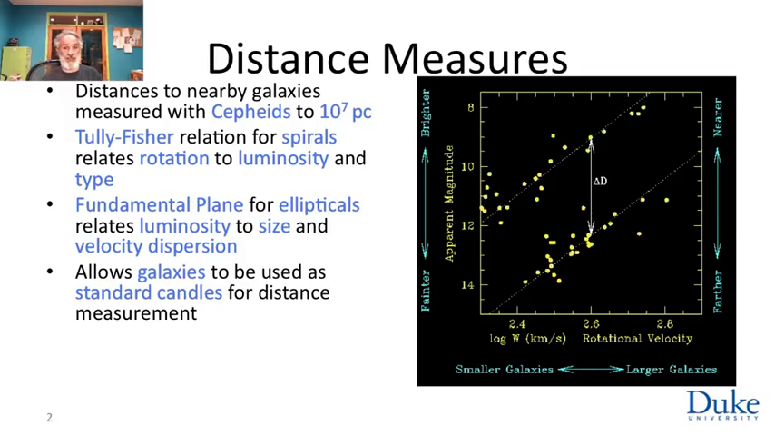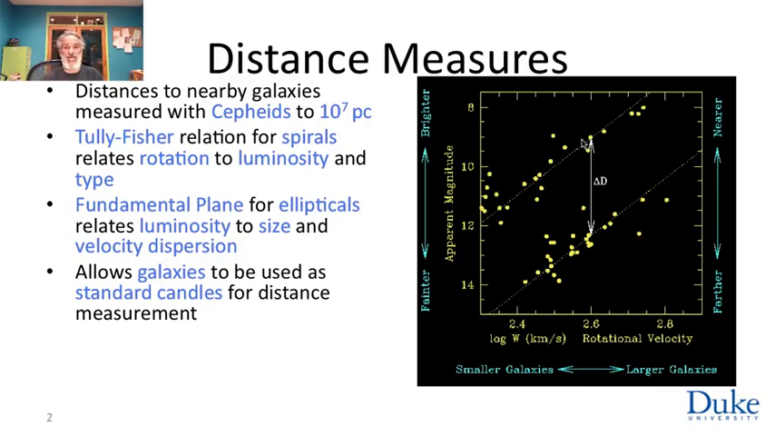For spiral galaxies, the Tully-Fisher relation relates the rotation velocity in a galaxy to its luminosity, and there's a Tully-Fisher relation for every type of galaxy. So SB galaxies have a different Tully-Fisher relation than SA galaxies, and so on. And roughly the idea is that larger galaxies are more luminous and have larger rotational velocities, and you see here the accuracy with which this relation holds.